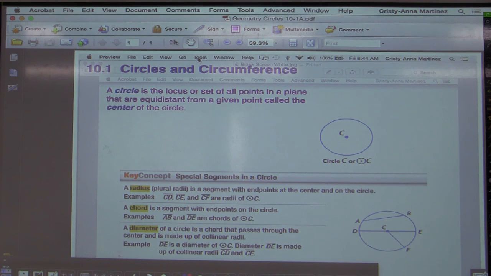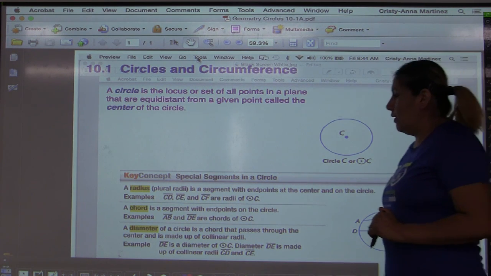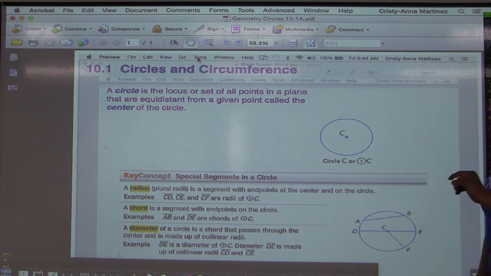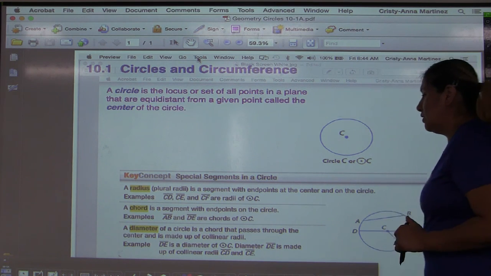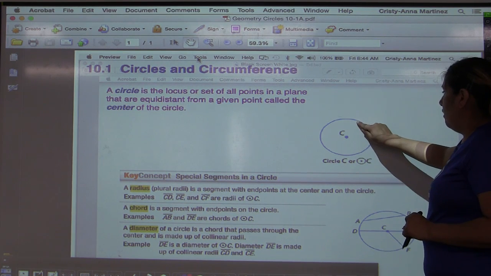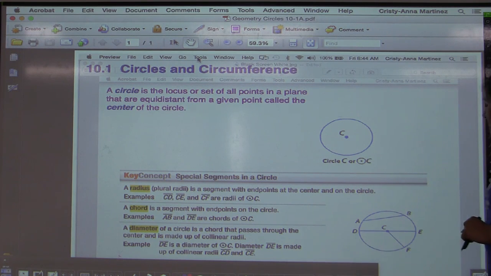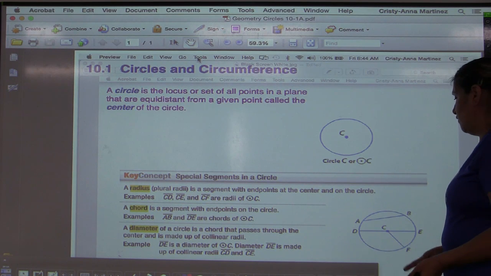Some key concepts that you need to have in your notes are these definitions down here. I want to give you some information about how we name circles. A radius, and if you have more than one radius, the plural is radii, is a segment that has endpoints at the center and on the circle. In this diagram, a radius would be segment CE, also segment CF, and also segment CD. As long as the two endpoints of the segment are the center and a point on the circle, those are examples of radii.